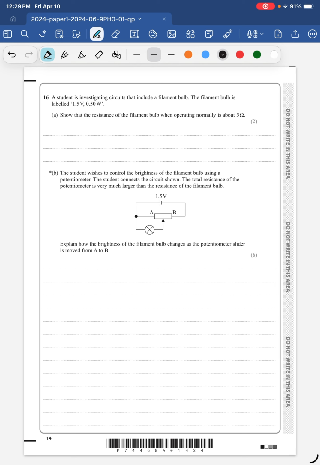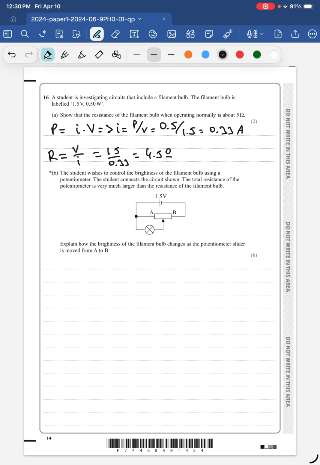First of all, we have to find the current that flows through this bulb, and we can do that since we know the power and the voltage. Power is current times voltage, so the current we need is power over voltage. 0.5 over 1.5 yields 0.33 amps. Now, using Ohm's law, the resistance is voltage over current. So 1.5 over 0.33 yields 4.5 ohms, which is about 5 ohms.